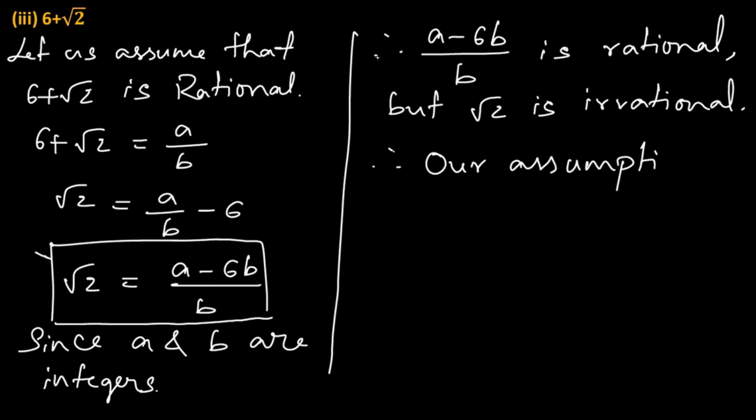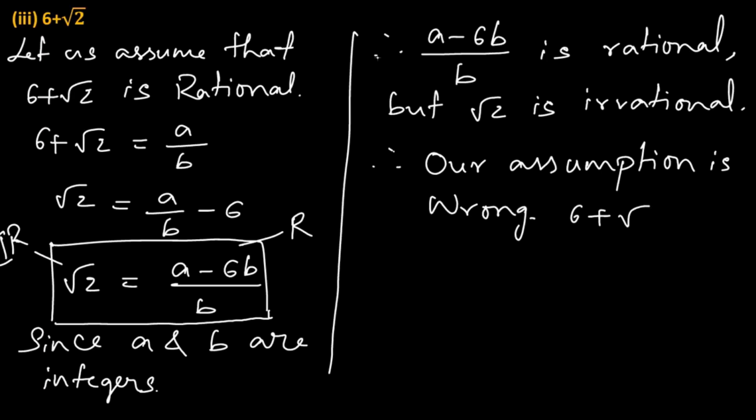Root 2 is an irrational number, and (a minus 6b) divided by b is a rational number. Here our assumption is wrong. Therefore, 6 plus root 2 is irrational.